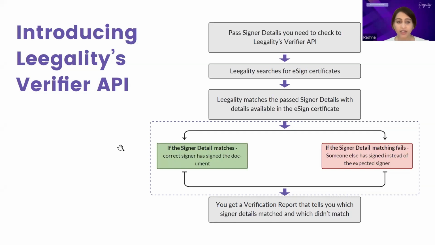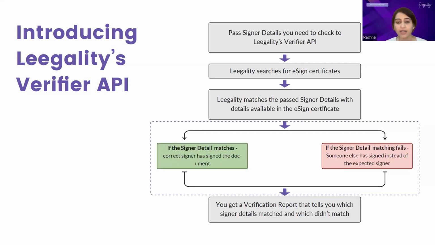What we just did, we passed signer details that we need to check in Legality's Verifier API. If you recall, I passed name, YOB, gender. You can pass any one of the parameters as well. If you just want to verify the name, that's also fine. And then Legality searches for eSign certificates. Our API tries to extract the signatures out of the document, then finds out whether the certificate issuer is valid or not, and runs multiple checks.